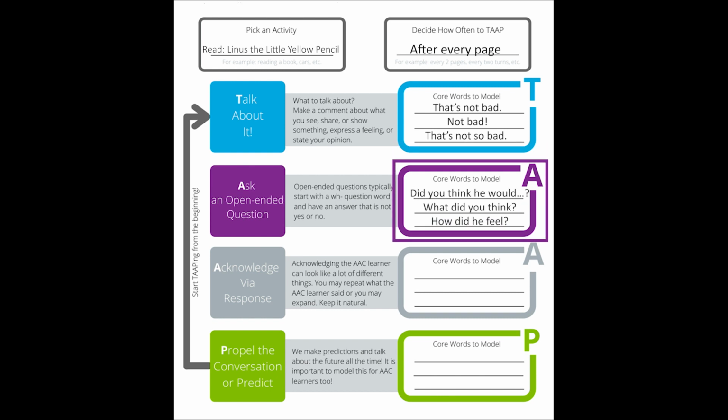Next, you ask a question and wait for a response. We suggest modeling the word did. Some things you could say are, "Did you think he would?" "What did you think?" "How did he feel?"